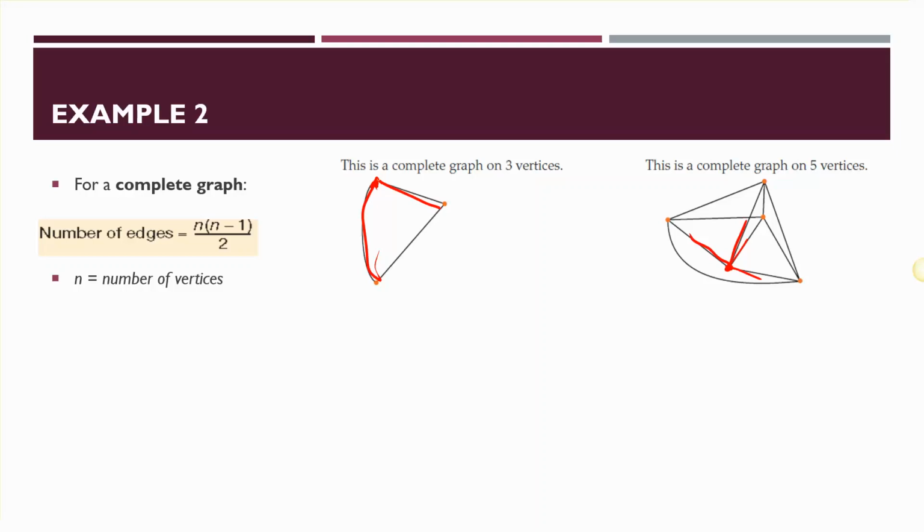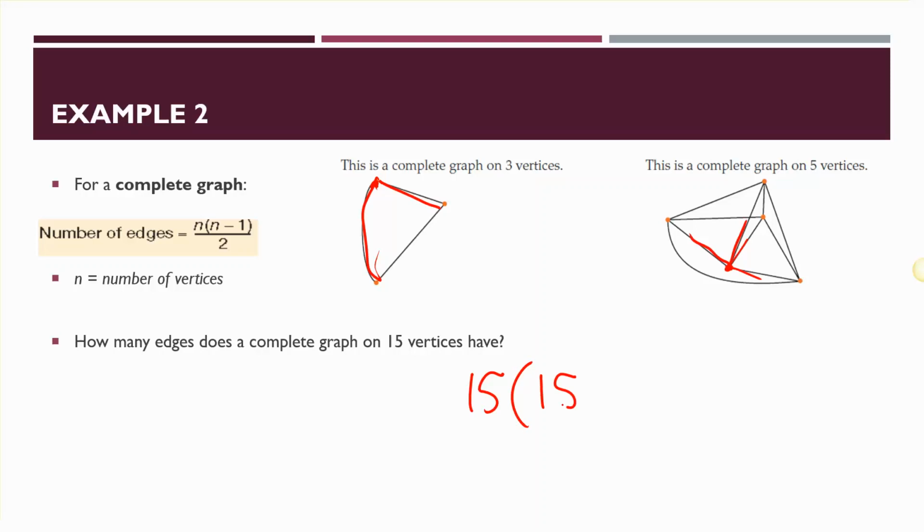It's a different formula though. The number of edges equals n(n minus 1) over 2, where n is the number of vertices. If we were asked, how many edges does a complete graph on 15 vertices have? All we have to do is go 15 times 14 over 2, which is 15 times (15 minus 1) divided by 2. You would put that in your calculator, and the answer you would get is 105. If we were going to draw that, we would have to draw 105 edges across 15 vertices. It would just be way too difficult.